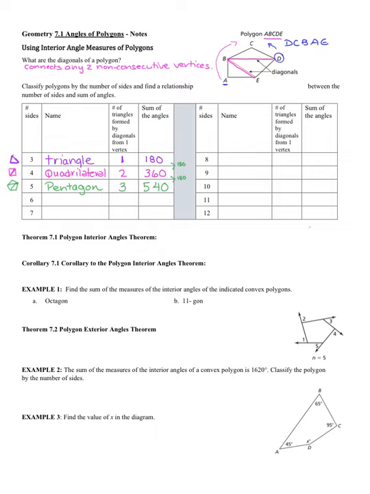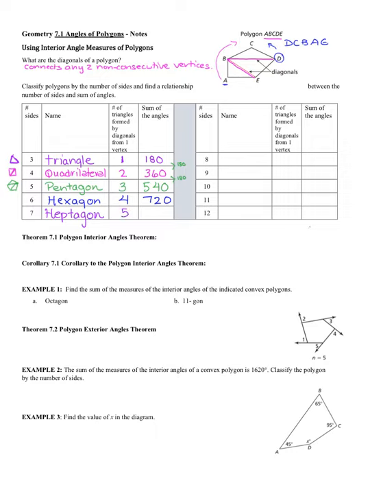So then we come down to 6 sides, and 6 sides is going to be a hexagon. And as you can hopefully see this pattern, if I pick one vertex and draw diagonals, I would come up with 4 triangles. 4 times 180 gives me 720, the sum of the angles in a hexagon. And then we start over again. So now we have 7 sides, which is going to be called a heptagon. I know some people want to call it a septagon, and I'm not sure where that comes from, but it does also make sense.